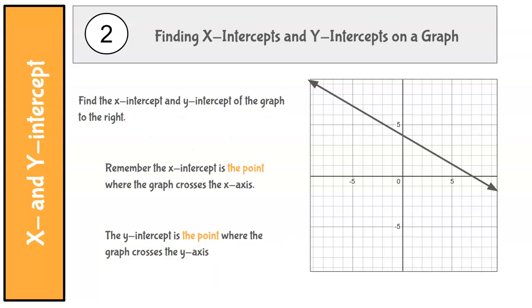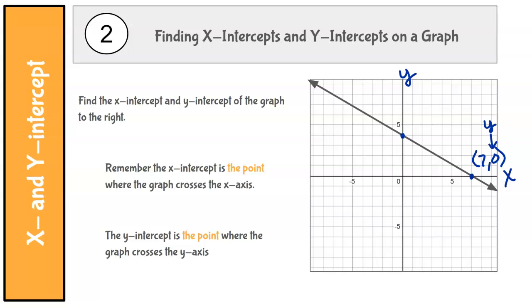Let's begin by finding the X and Y intercepts on a graph. When you look at this graph over here, this is the x-axis and this is the y-axis. Remember, the x-intercept is the point where the graph crosses the x-axis. And that would be right here. And that point is 7, 0. In fact, all x-intercepts have a y that is 0. That's what puts them on the x-axis, if they have a y of 0.